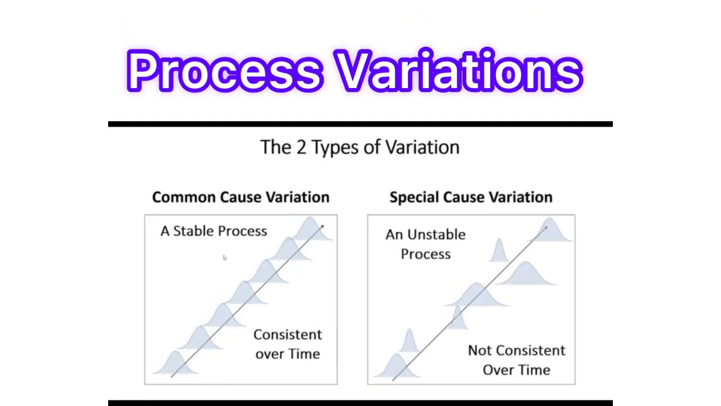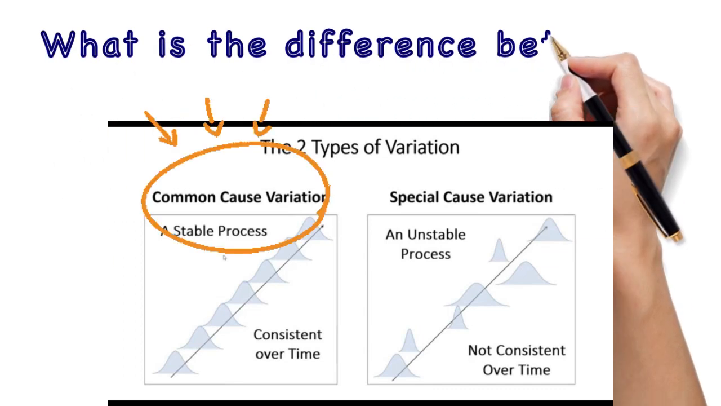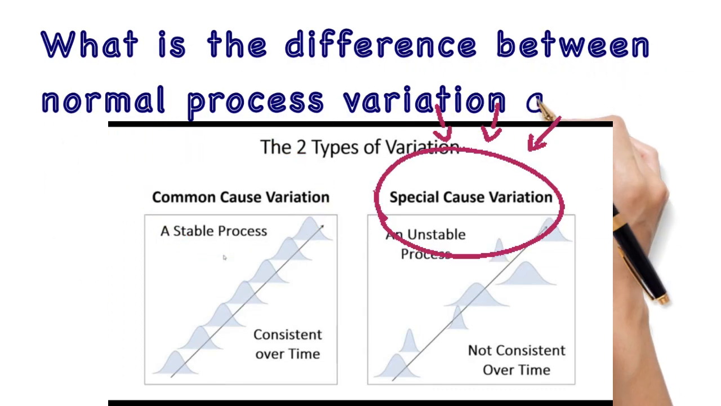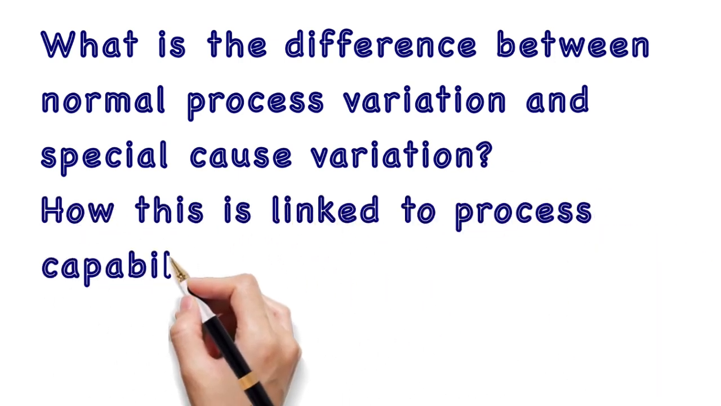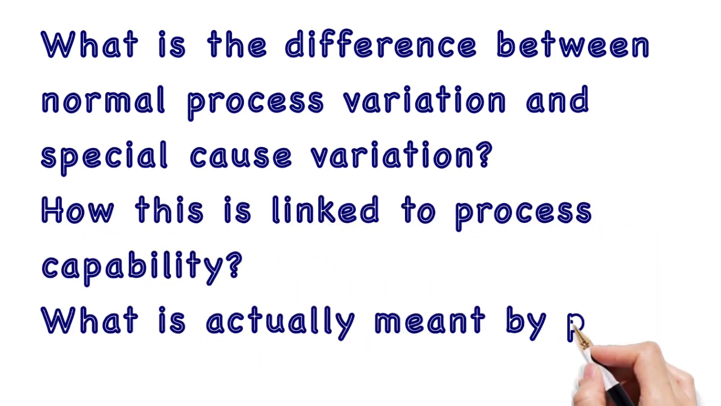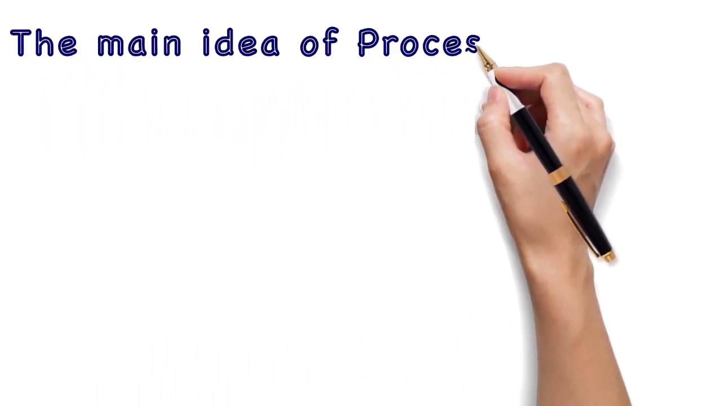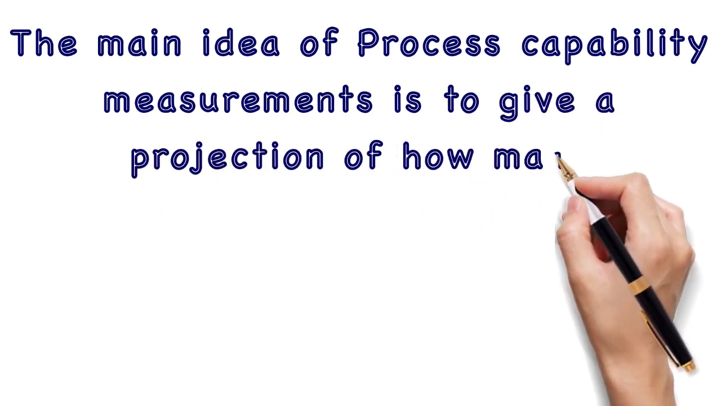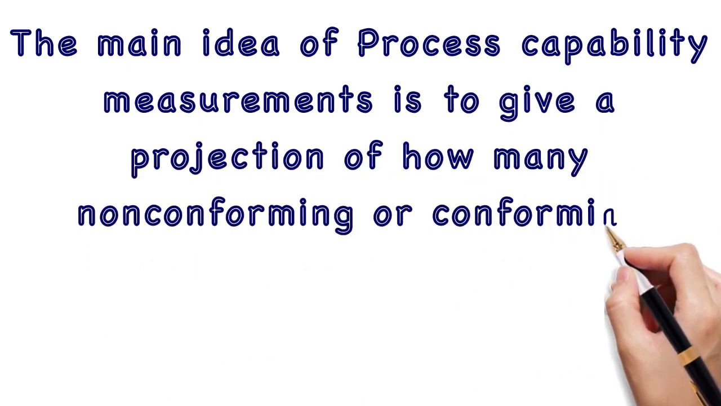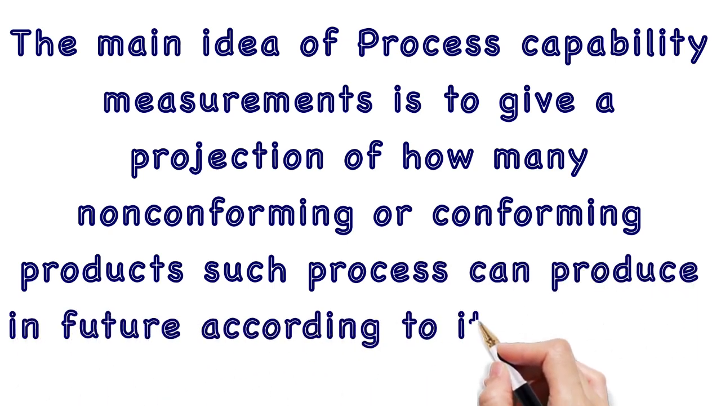But now, back to the topic of process variation and to try to understand further what is the difference between normal process variation and special cause variation, and how they are linked to process capability. And what is actually meant by process capability? Well, the main idea of process capability measurement is to give a projection of how many non-conforming or conforming products such a process can produce in future according to its capability.